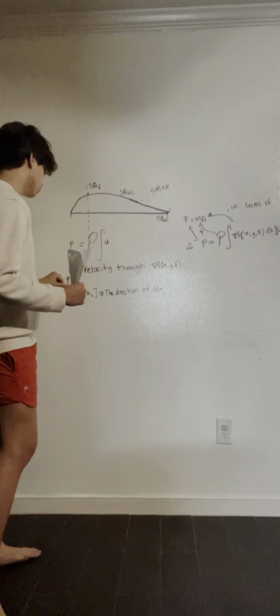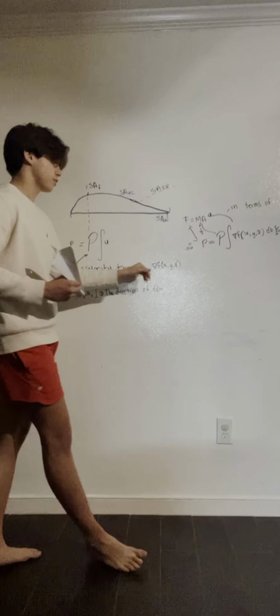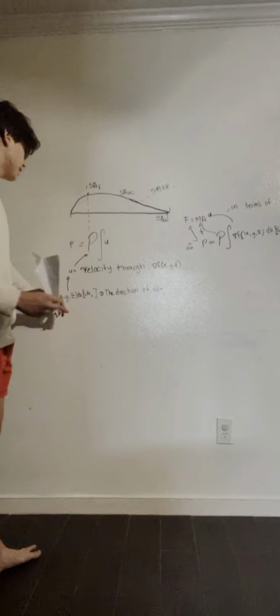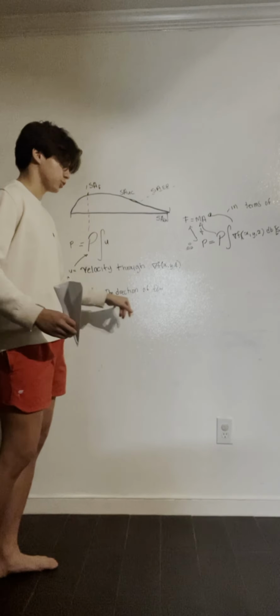And u is, like I just said, the direction of flow. So u is actually the velocity through the gradient, like I said. And the gradient is represented by the gradient of the surface areas that we're measuring, which represents the direction of flow.